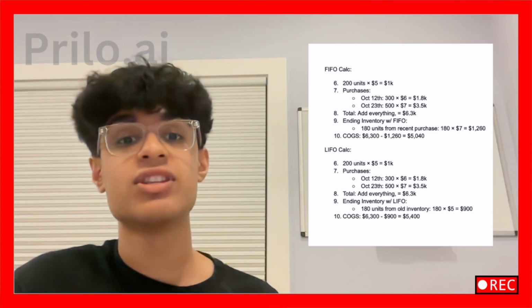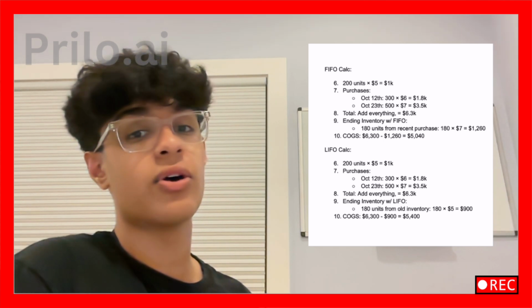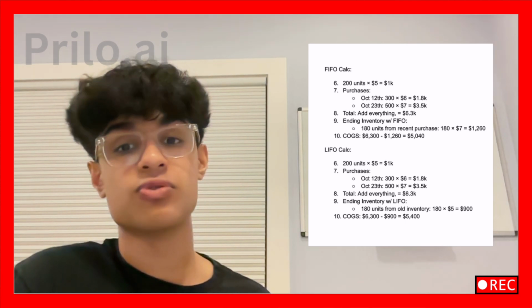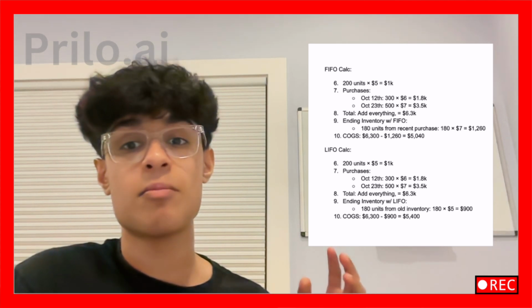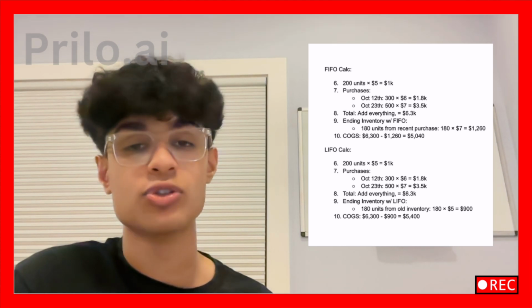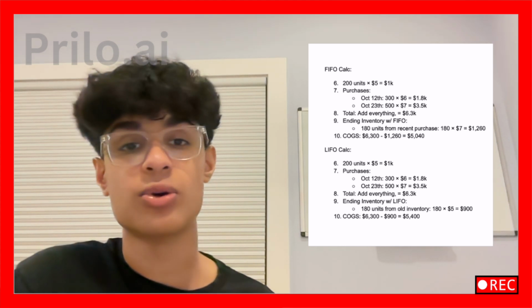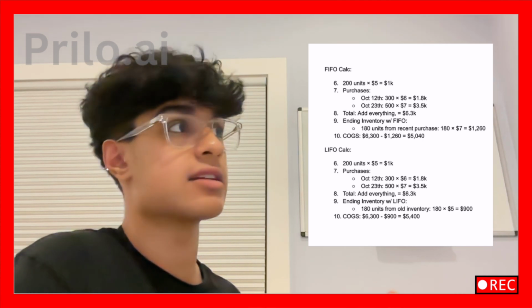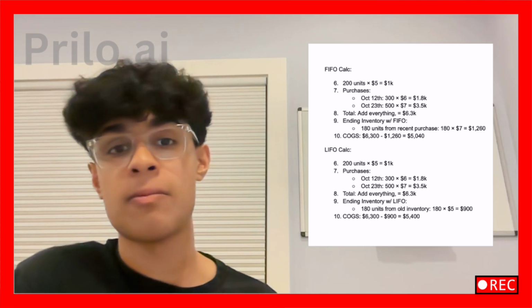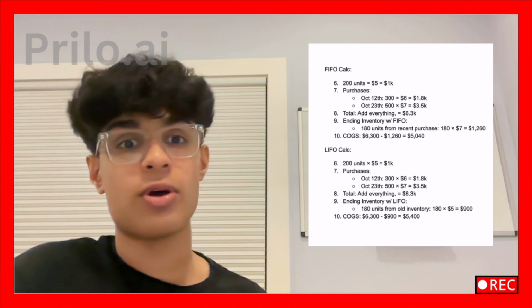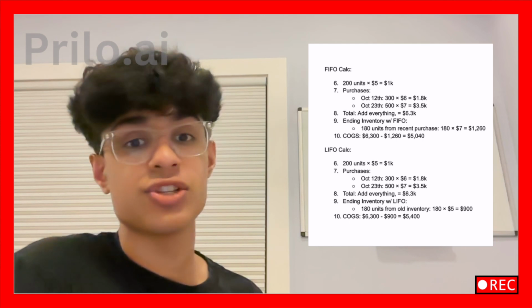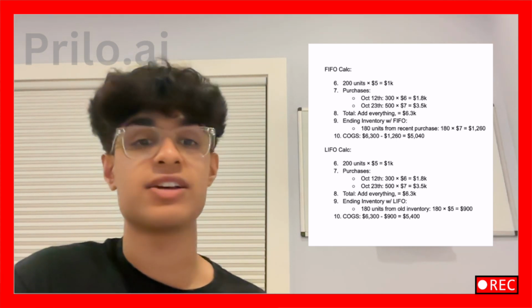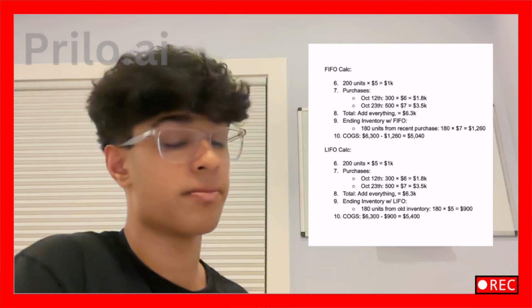So when you add those values together, you see that the total available for sale is $6,300. And then for the ending inventory for FIFO, we'll see that there's 180 units left over from the most recent purchase, and we're taking that most expensive, most recent price for the newer inventory, so that's $7 multiplied by that 180, and then we get 1,260. So when you do 6,300 minus 1,260, you get 5,040 as the cost of goods sold.